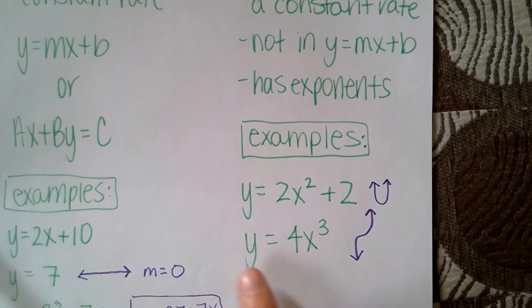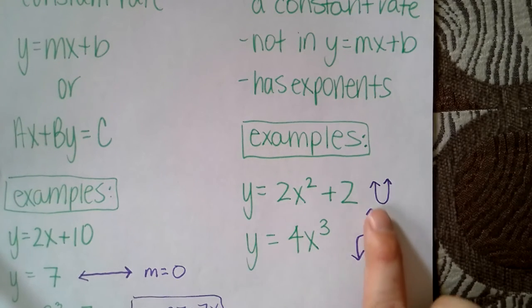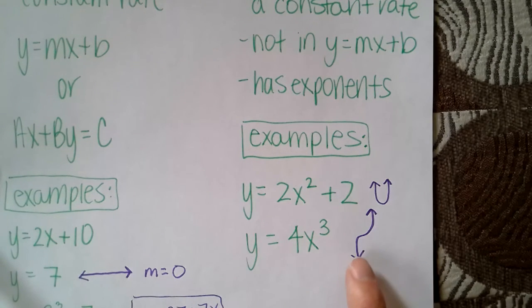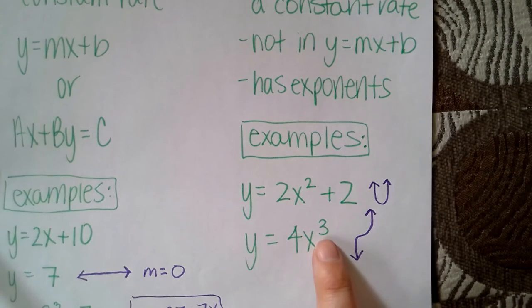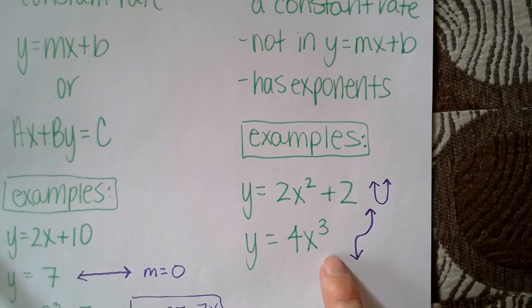This is an example of a cubic function. You'll see it's kind of like an S-shaped graph, and this one always has this 3 for its exponent attached to the variable, which allows it to be a cubic function, which is considered nonlinear.